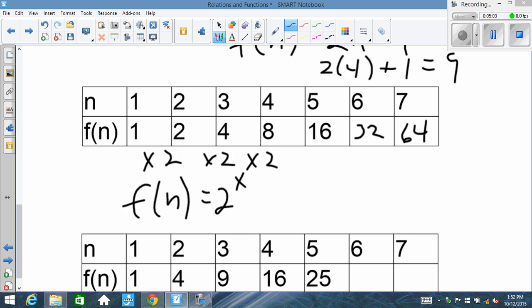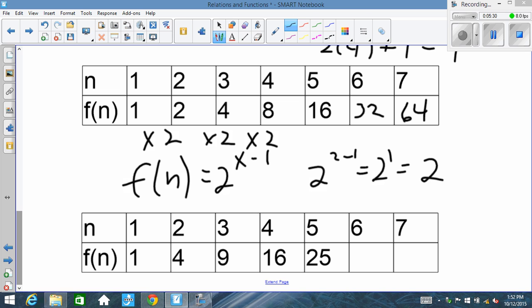But this one doesn't quite work with just that one. 2 to the power of 1 is 2, 2 to the power of 2 is 4, 2 to the power of 3 is 8. So it's off by 1, so we need it to show that. So we would subtract 1 from here. Now it's going to work. 2 to the 2 minus 1 is 2 to the first, which is 2. So now it works. So this is our function here.